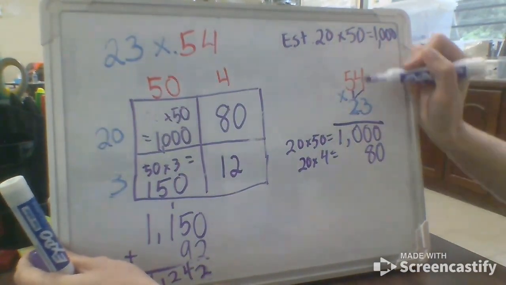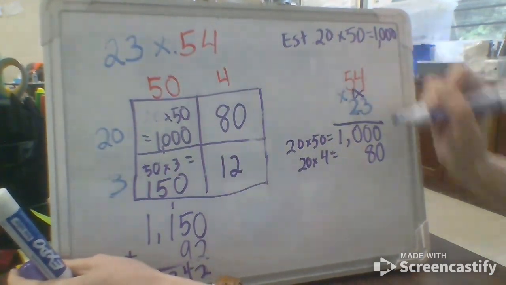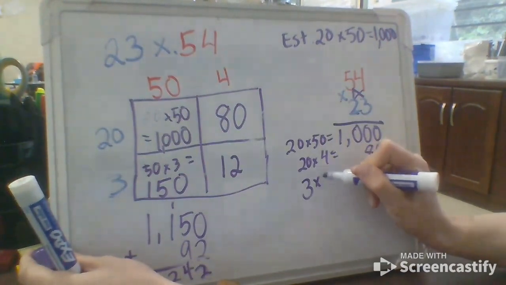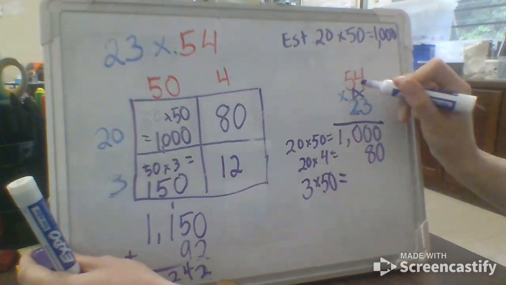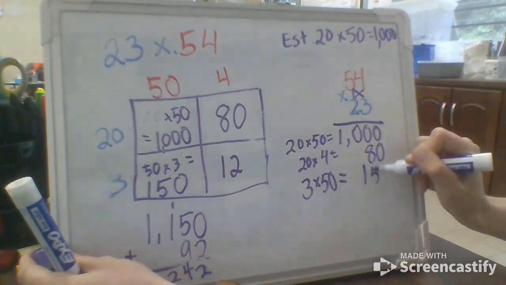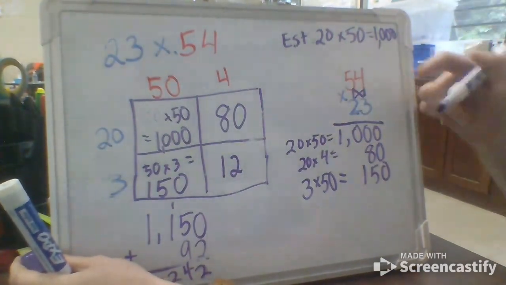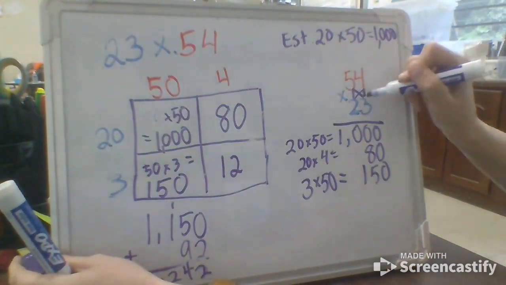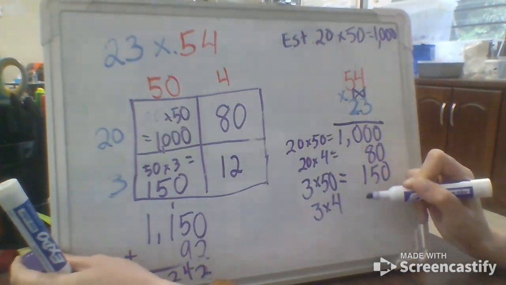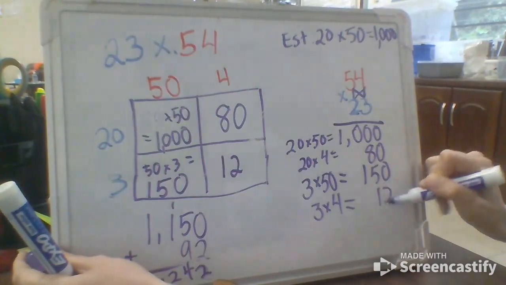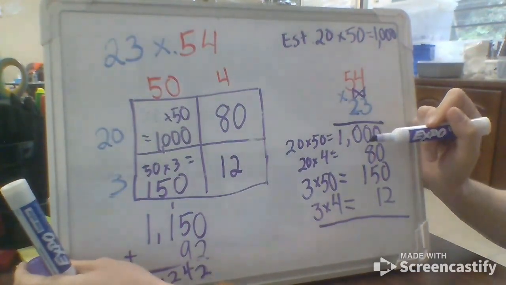Notice how I'm lining up my ones on top of my ones, my tens on top of my tens, and so on. All right, next, what haven't I multiplied yet? Oh yeah, I haven't done 3 times 50. Remember, it's not 5, it's worth 50. It's in the tens place. 3 times 50, 150. And last and least, see I've got a nice little bow tie there? I'm going to do 3 times 4, which equals 12.